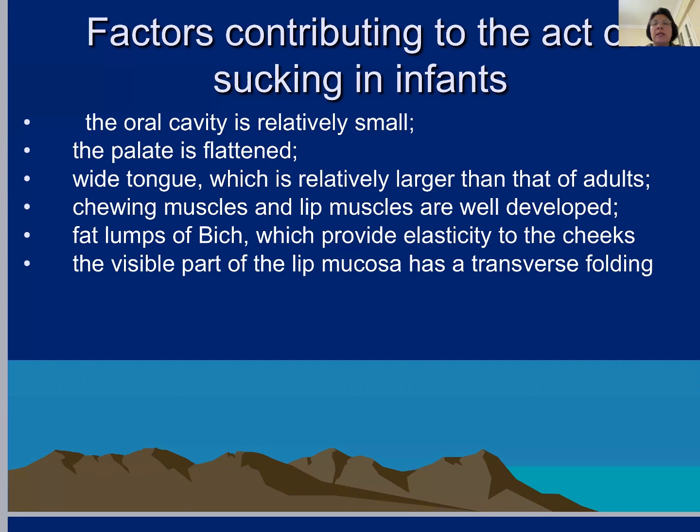Chewing muscles and lip muscles are well developed. Fat lumps of Bichat, which provide elasticity to the cheeks. Visible part of the lip mucosa has a transverse folding.